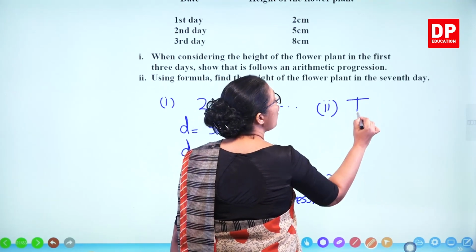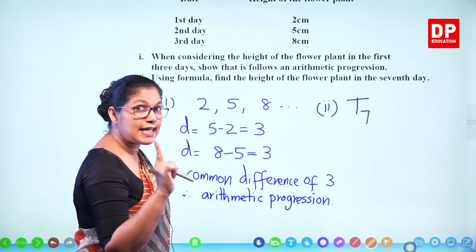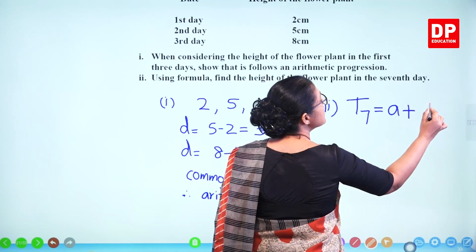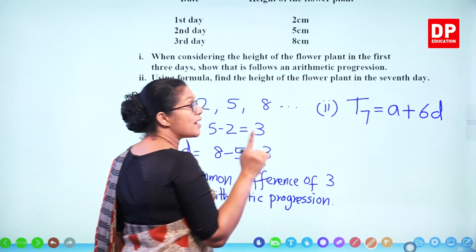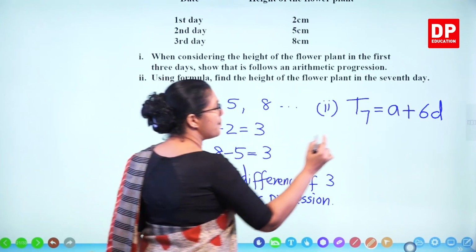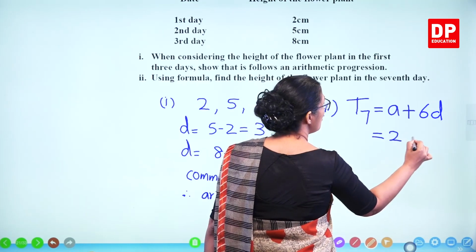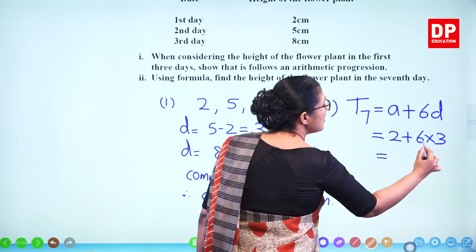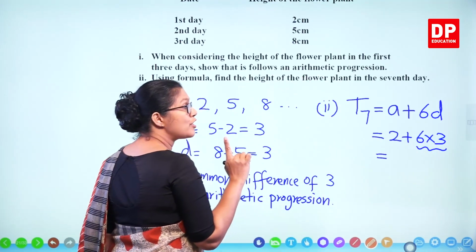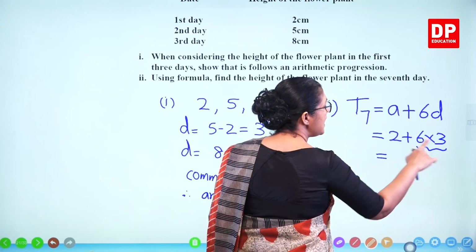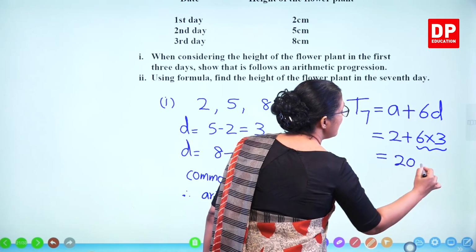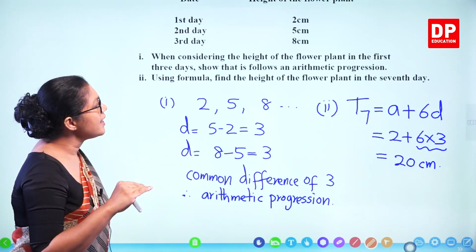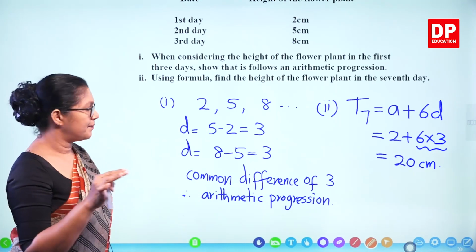So we can use the formula T7, 7th term. What's the 7th term? First term plus 6D, n minus 1. 7 minus 1 becomes 6, 6D. First term is 2 and difference is 3. First multiplication, 6 times 3, 18 plus 2, 20. So you get 20 centimeters. That's the height of the 7th day.